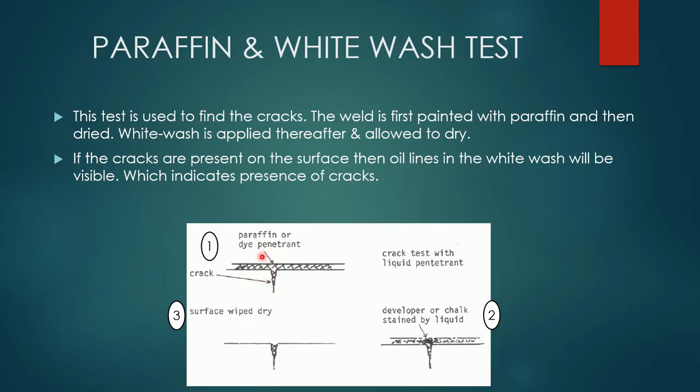So first we have to apply a paraffin which is of white color liquid, and we have to let it to be dried over there. Then next you can see point number 2 is here. Then whitewash is applied and it is also allowed there to be dried. So what will happen if cracks are present on the surface, then the oil lines of this particular paraffin will be developed over here. So we can easily identify crack over here. Okay, so this was the very simple test.